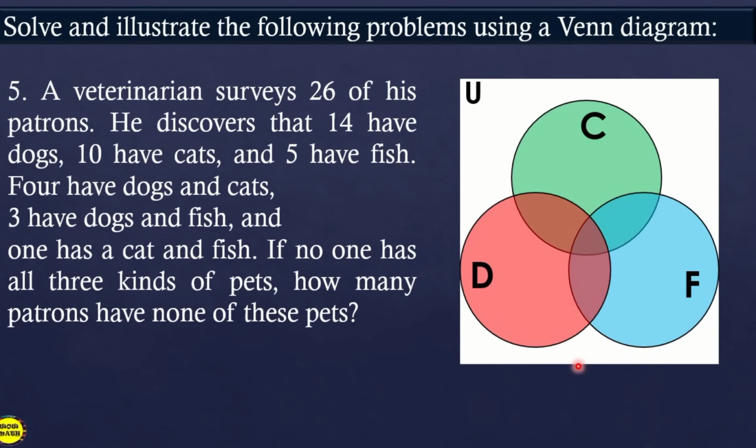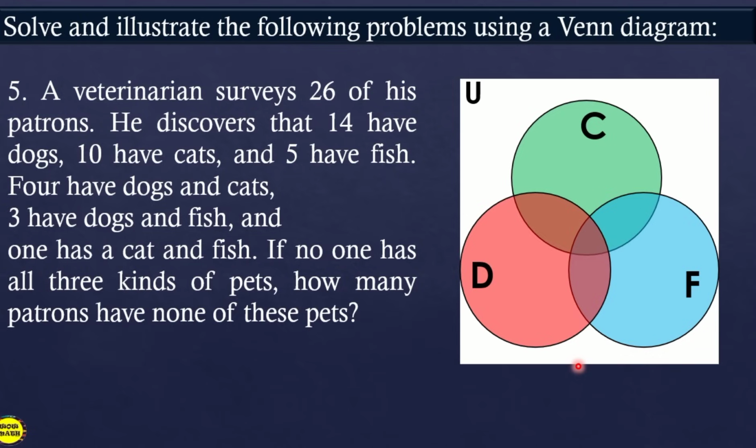A veterinarian surveys 26 of his patrons. He discovers that 14 have dogs, 10 have cats, and 5 have fish. 4 have dogs and cats, 3 have dogs and fish, and 1 has cat and fish. If no one has all 3 kinds of pets, how many patrons have none of these pets?